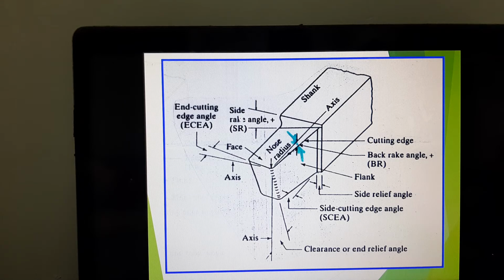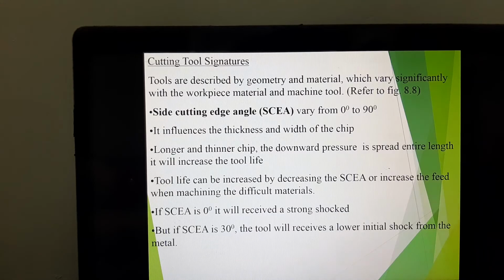Okay, I think I would want to choose a much smaller angle, because the smaller the angle, the smaller the chip generated, and therefore the longer your tool life is going to be. So remember, side cutting edge angle varies between 0 to 90 degrees, and the smaller the angle, the thinner the chip generated, and therefore the tool has a longer life.